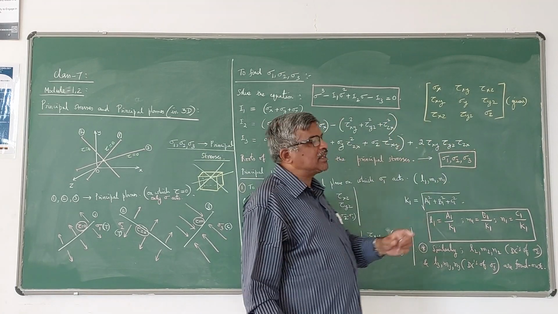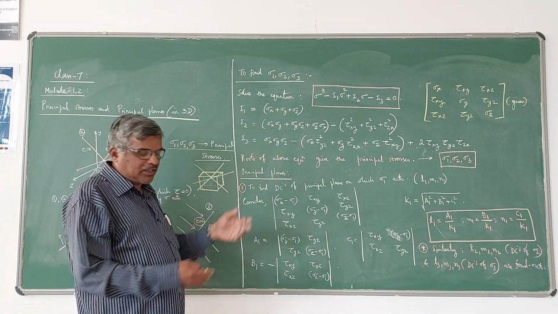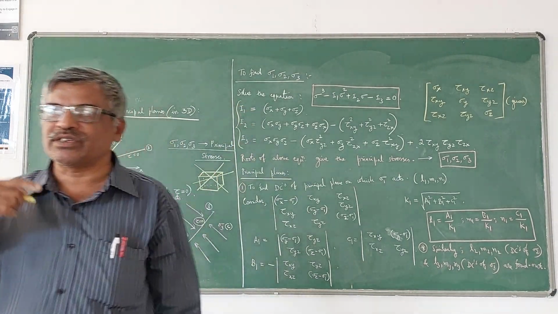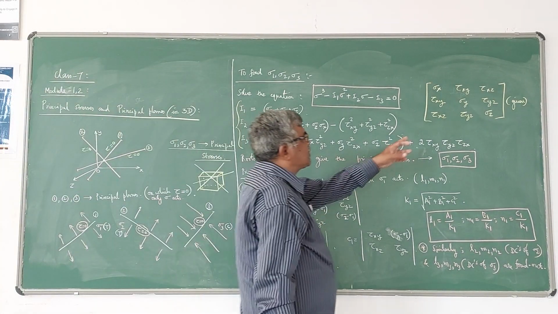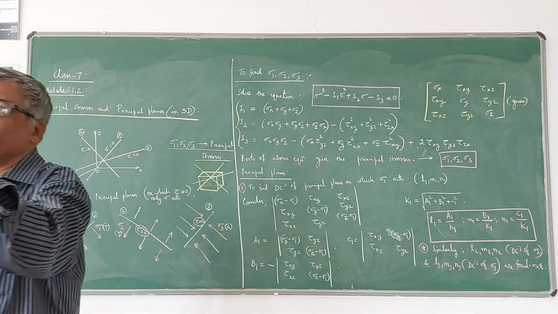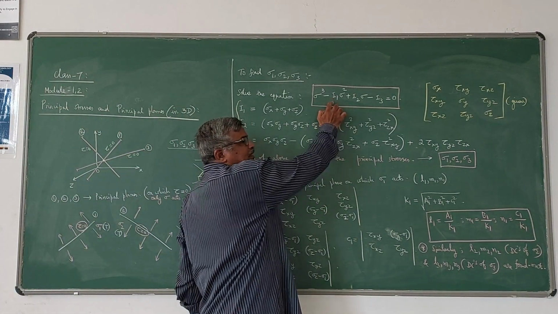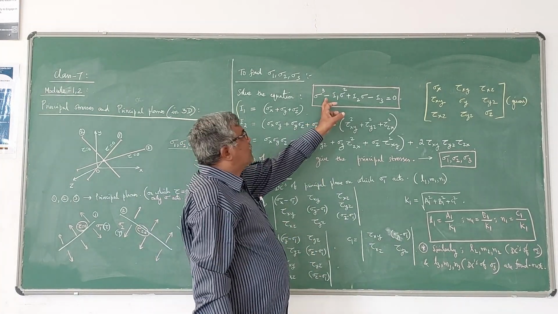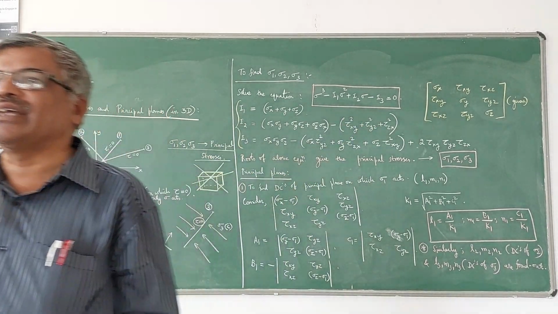Now the procedure is like this. First we have to find the stress invariants. You know these three formulas, I1, I2, I3: the first invariant of stress, the second invariant of stress, the third invariant of stress. By knowing the stress tensor, just substituting the values and simplifying, you can find I1, I2, I3. Once you find them, you can form a cubic equation. How to form it? Sigma cube minus I1 sigma square plus I2 sigma minus I3 is equal to 0.